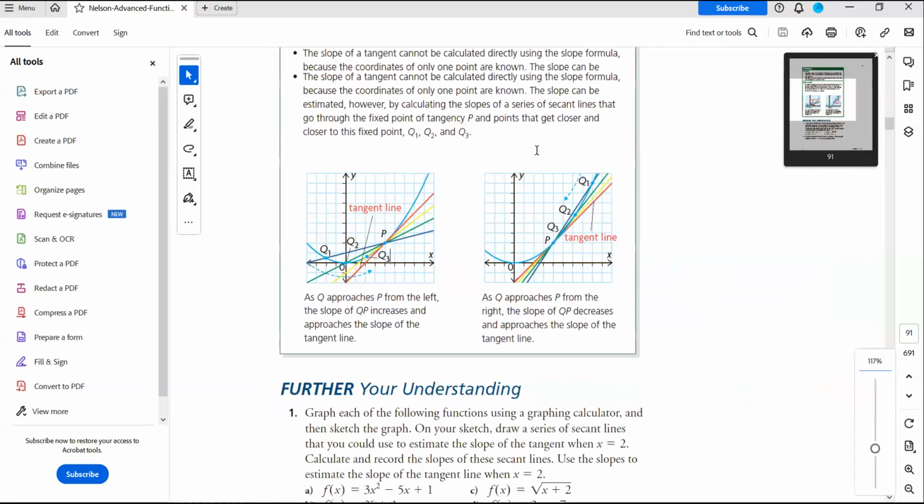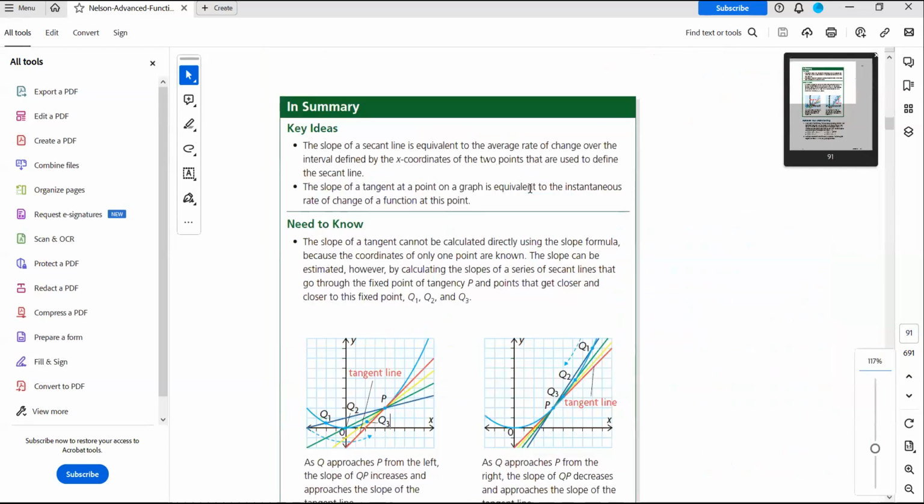This is very important, I'm telling you. The slope of a secant line is equivalent to the average rate of change over the interval defined by the x-coordinates of the 2 points that are used to define the secant line. The slope of a tangent at a point on a graph is equivalent to the instantaneous rate of change of a function at this point.